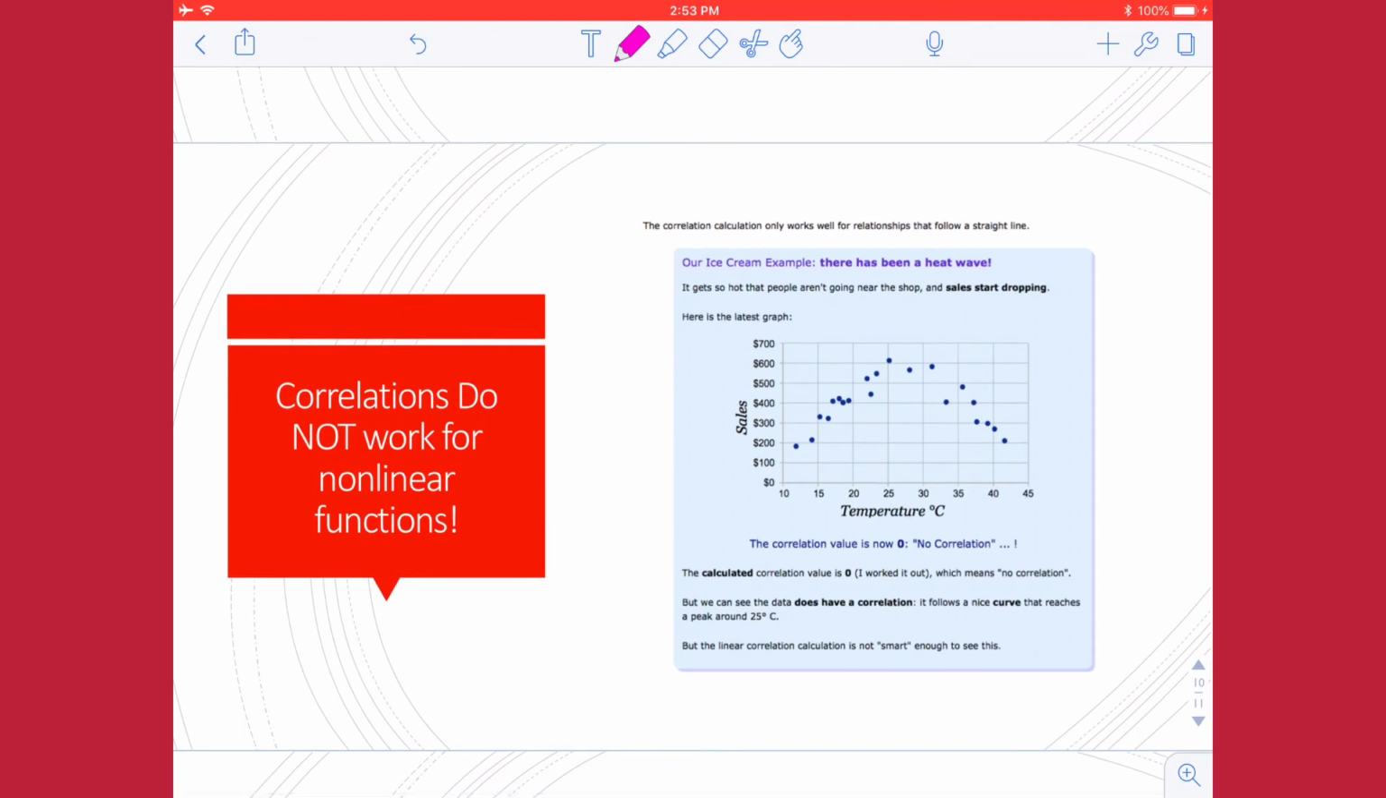Now, it's important to note that correlations do not work for nonlinear functions. The correlation calculation only works for relationships that follow a straight line. So I have another ice cream example, and I said there's been a heat wave, so it gets so hot that people aren't going near the shop and sales start dropping. So it's almost like they're increasing until a certain point, and then it just gets so hot that people are choosing to stay indoors, and so my values go back down.